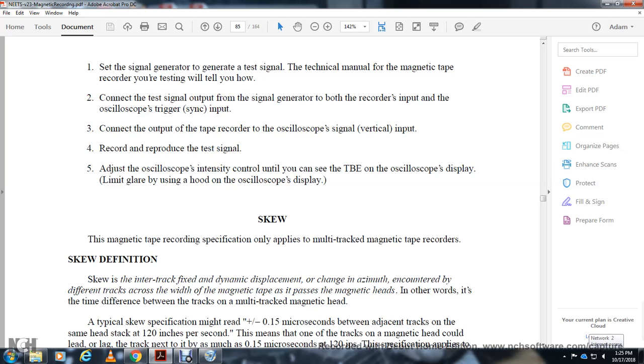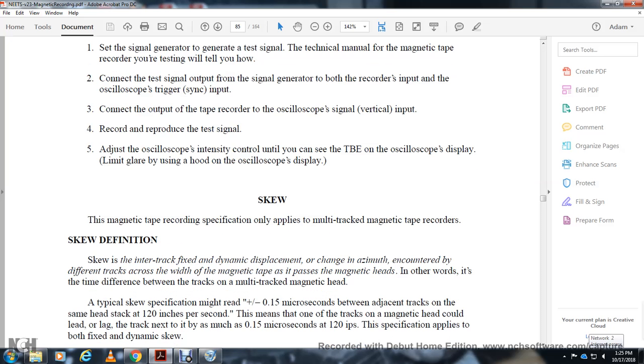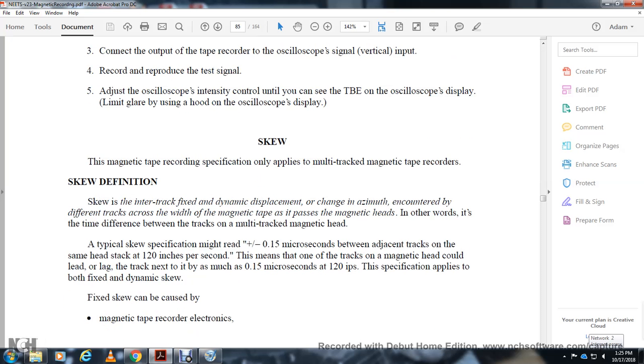Alright, skew. The magnetic tape recorder specification applies only to multi-track magnetic tape recorders. The definition of skew is the inner track fixed time difference that appears in the display from the azimuth, that counts the different track across the width of the magnetic tape, as it passes the path of the magnetic heads.